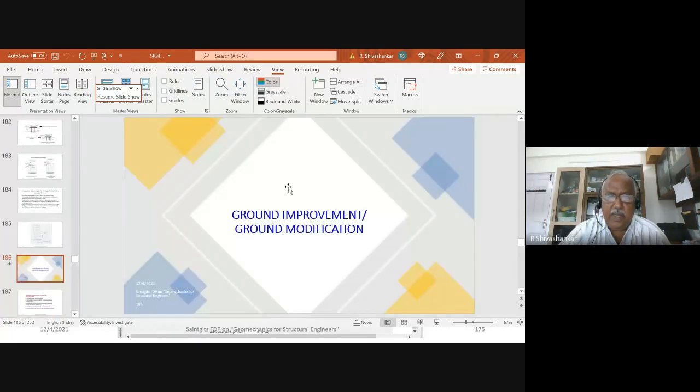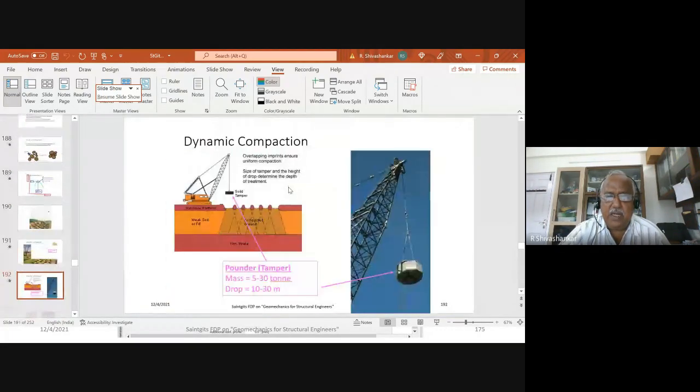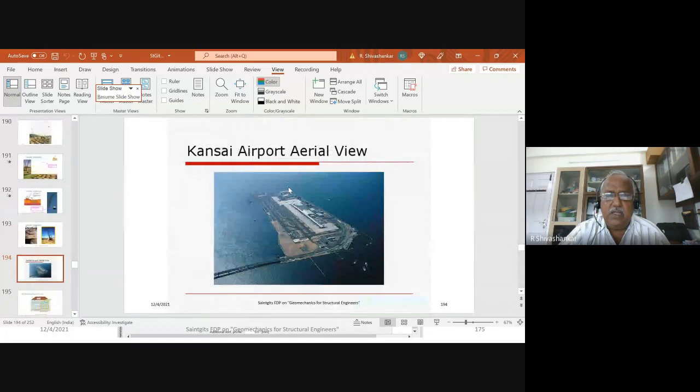I think I'll skip this ground improvement part. So whenever the bearing capacity is low, you go for ground improvement. You do not want to increase the bearing capacity too much. You must have heard in the National Geographic channel and other channels that a Kansai International Airport is built on an artificially man-made island, and it was sinking and it is still sinking a lot.